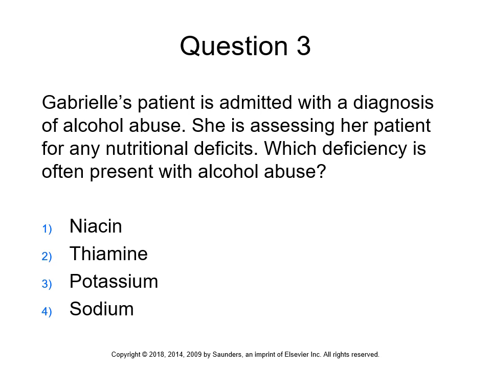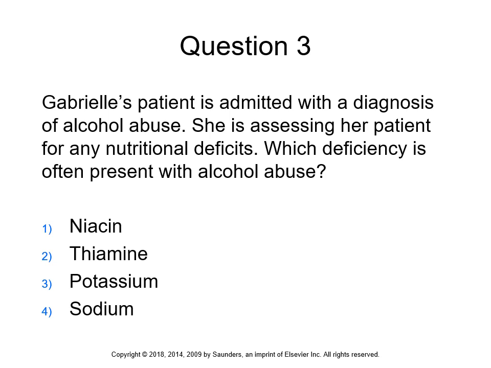Question 3. Again, post a response to this question under the chat box or the share notes. Gabriel's patient is admitted with a diagnosis of alcohol abuse. She is assessing her patient for any nutritional deficits. Which deficiency is often present with alcohol abuse? Number 1, niacin. 2, thiamine. 3, potassium. 4, sodium. The answer is 2.